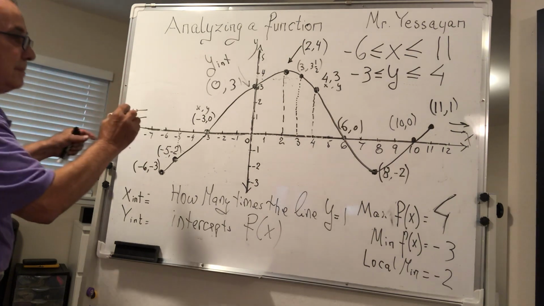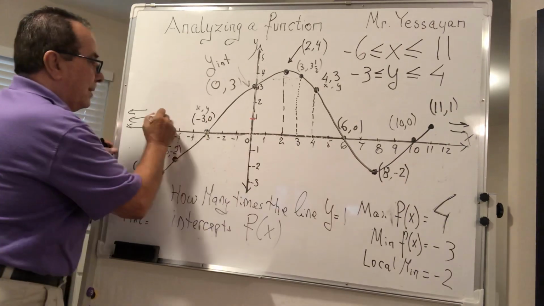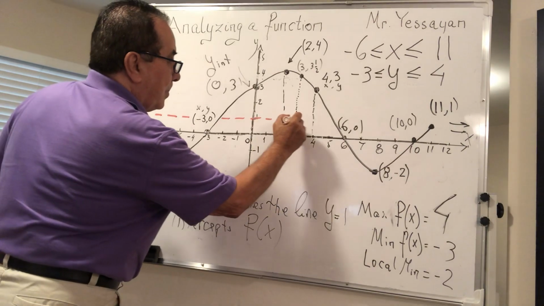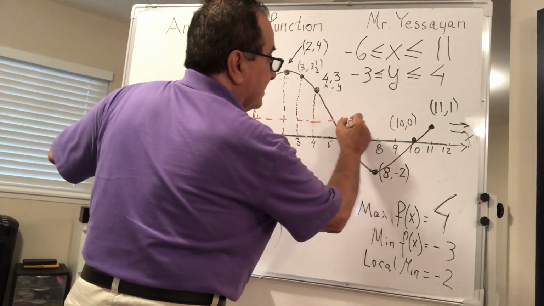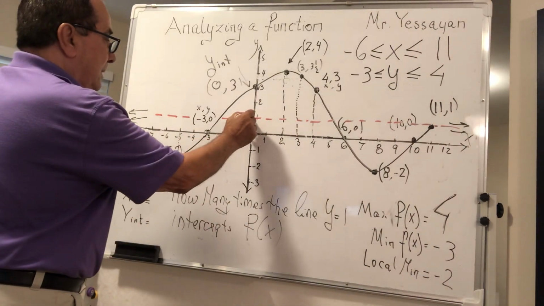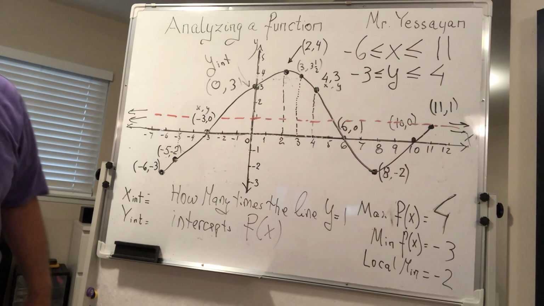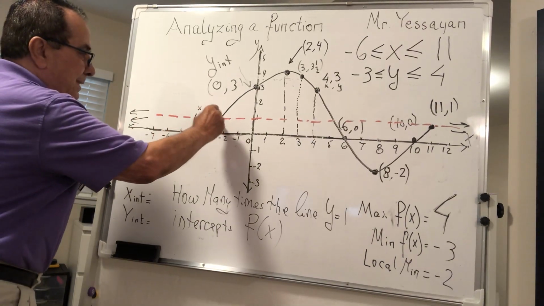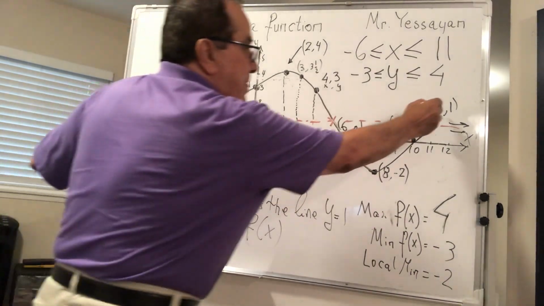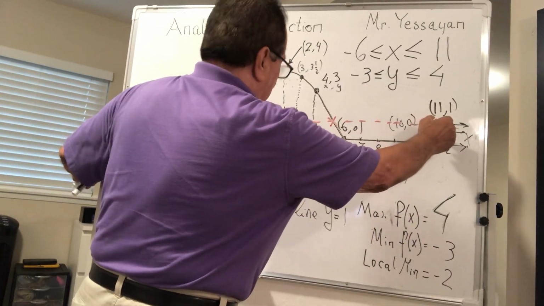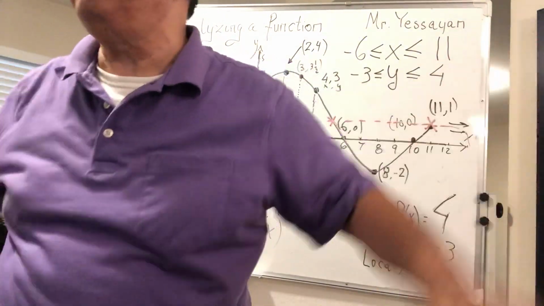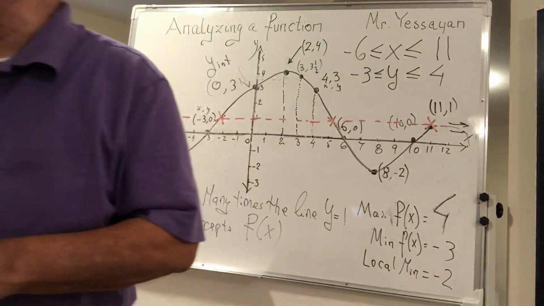Y is equal to 1. There is y is equal to 1. This is the line. This is y is equal to 1. So how many times does it intercept my graph? That's once. That's another time. And there it's 1. My goodness. Bingo. 3 times.